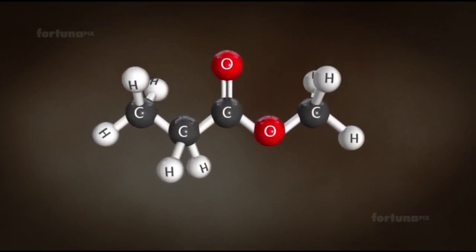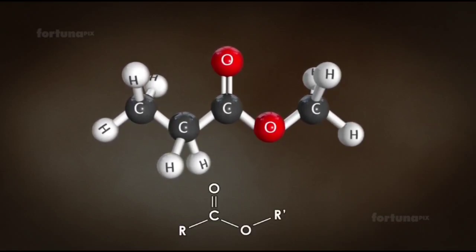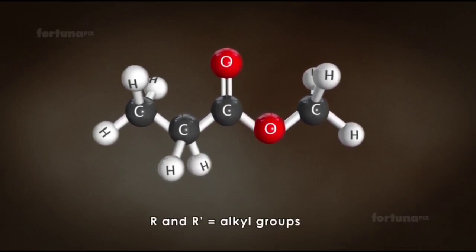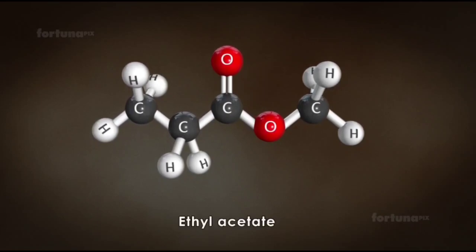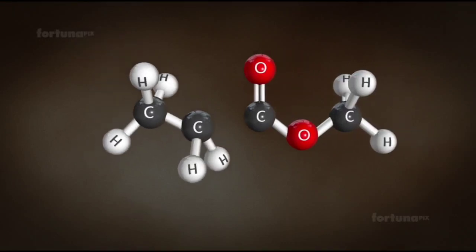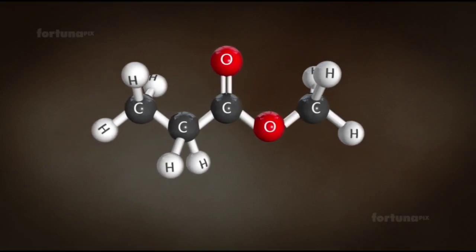The general structural formula for an ester is written as RCOOR', where R and R' are alkyl groups. In the case of ethyl acetate, R would be CH3CH2 and R' would be CH3. If we look at the structure of esters, we can see the carbonyl center will form a 120-degree angle with carbon-carbon-oxygen bonds and oxygen-carbon-oxygen bonds.